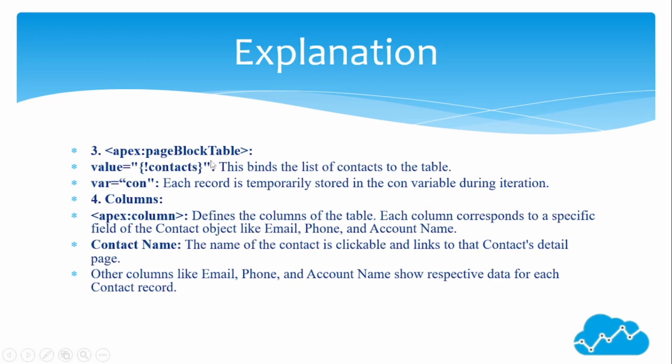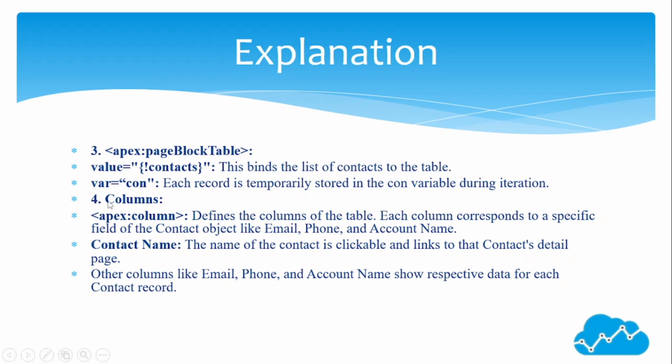Next, apex:pageBlockTable. In this one, we are passing value equals contacts. It should be in this format only: opening curly brace, exclamation symbol, then contacts, then closing curly brace. This binds the list of contacts to the table. Then we are creating the variable equal to con. Each record is temporarily stored in the con variable during iteration.